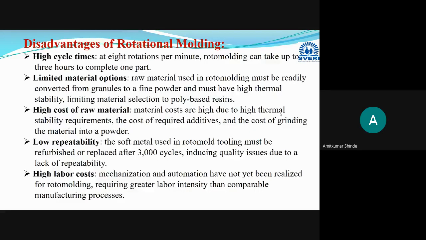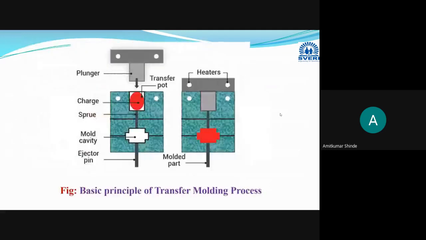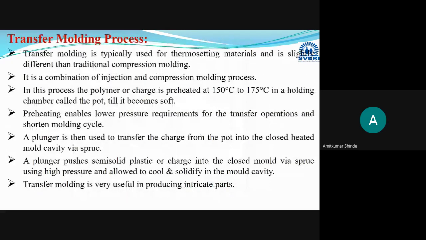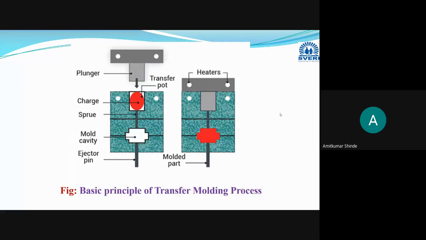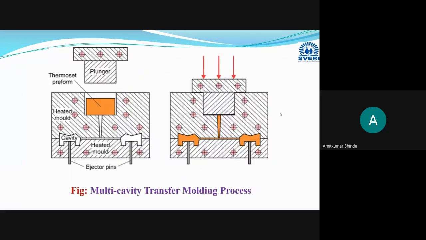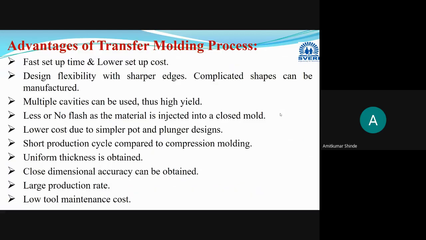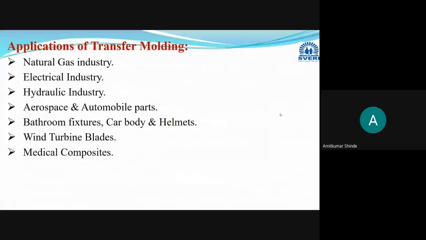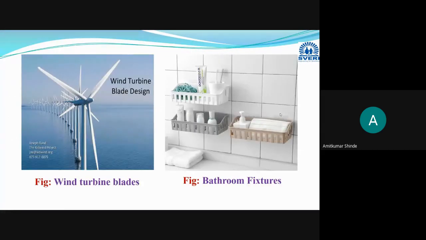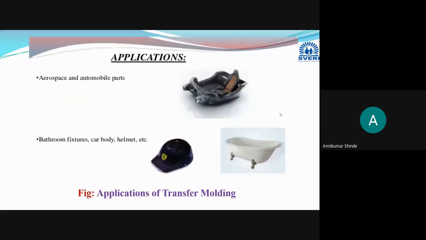Okay, in this way we have completed. I will just summarize today's session. In today's session, we started with the transfer molding process. We learned the different stages involved, its principle, the schematic arrangement, and its basic working principle. Then we saw how the multi-cavity transfer molding process is performed, the advantages and disadvantages of transfer molding, its application in various fields, and some products manufactured using this process.